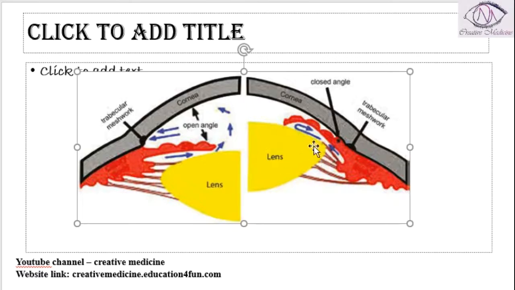Whereas in the second type, which is uveoscleral flow, which accounts for only 10%, from the posterior chamber it goes to the ciliary body, and from there it goes to the veins of the ciliary body. So this is the picture depicting the drainage of the aqueous humor.